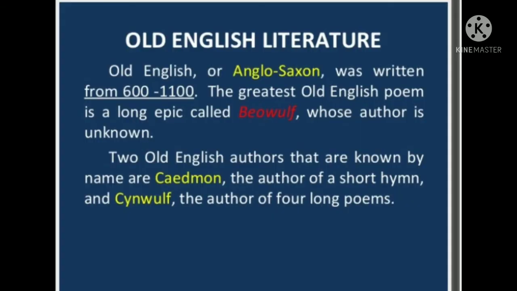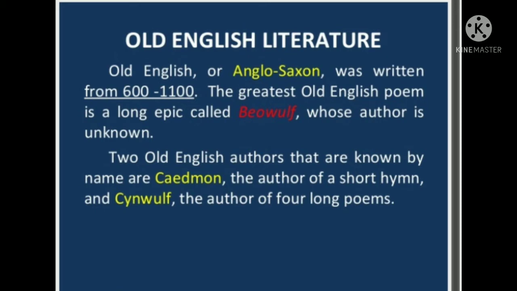Old English literature, or the Old English period. Old English or Anglo-Saxon was written from 600 to 1100, and from 1100 the Anglo-Norman period starts. The greatest Old English poem is a long epic called Beowulf, whose author is unknown, written by an anonymous author.